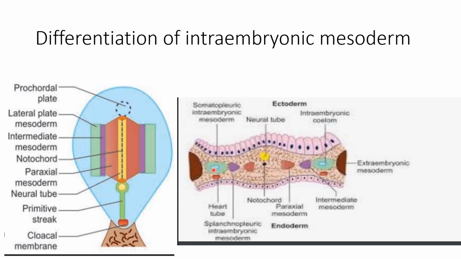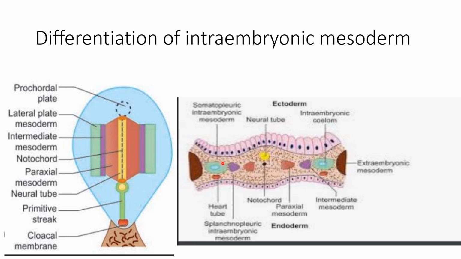The three parts of intraembryonic mesoderm are paraaxial mesoderm, intermediate mesoderm, lateral plate mesoderm. Paraaxial mesoderm gives rise to somites. Intermediate mesoderm will form the kidneys and the gonads. And the lateral plate mesoderm with the advent of coelom is divided into somatopleuric and splanchnopleuric mesoderm.